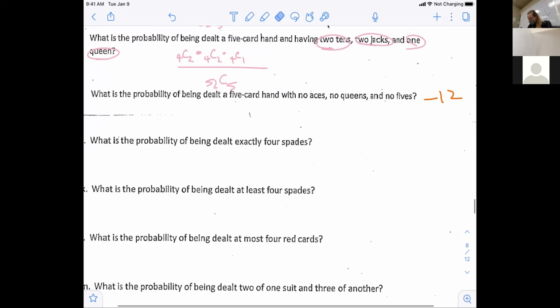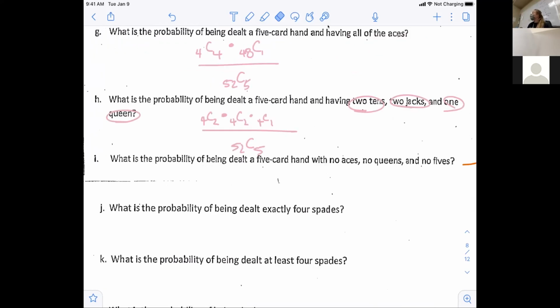So the very last one we did, okay, what's the probability of dealing 2 tens, 2 jacks, and 1 queen in one hand? So we knew there are 4 tens, so we want 2 of them, 4 choose 2. There are 4 jacks, and we want 2, 4 choose 2, and there are 4 queens, 4 choose 1. We only wanted one of those. All of these are probabilities, so we're dividing all of them by 52 choose 5, because there's a total of 52 cards, and we can choose 5 of them.